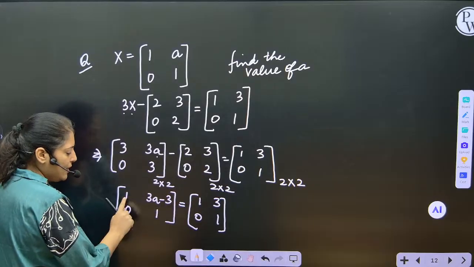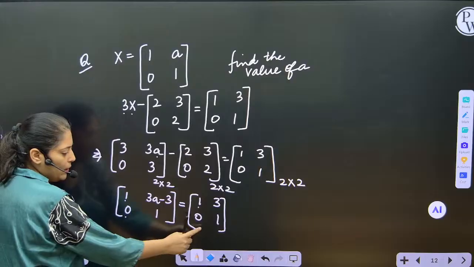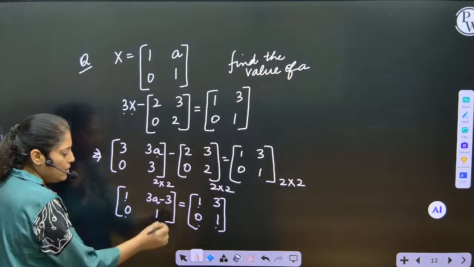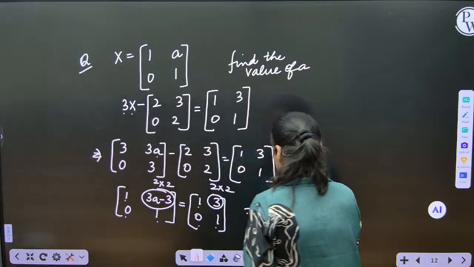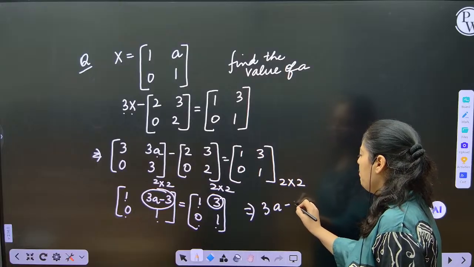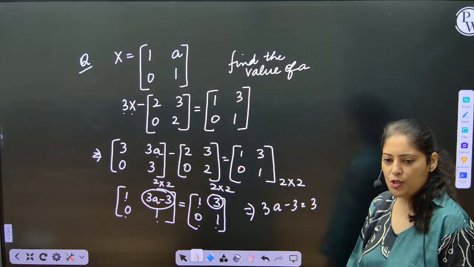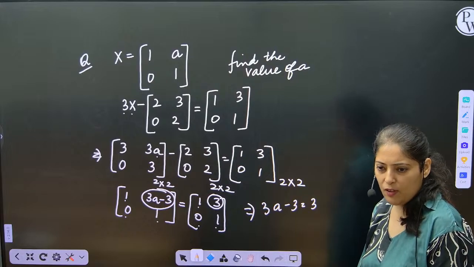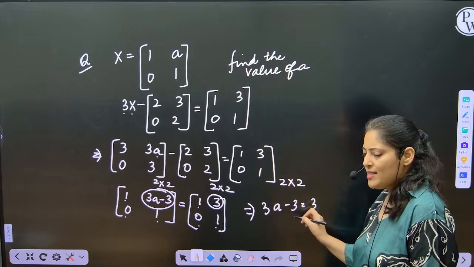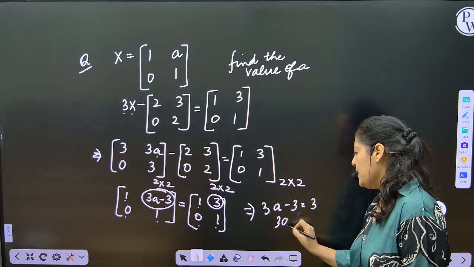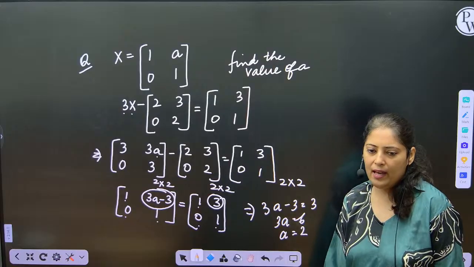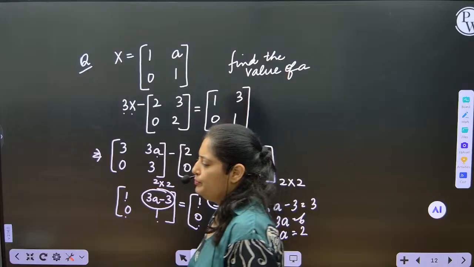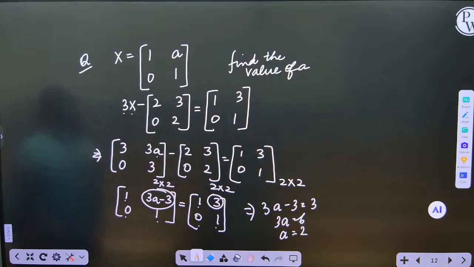Now corresponding elements are equal. You can see this 1 is equals to 1, 0 equals to 0, 1 equals to 1. So this means 3A minus 3 is equals to 1... so this implies 3A minus 3 is nothing but equals to 3. Corresponding elements are equal in equality of matrices. This 3 is minus here, on the right side it will become plus. So it will come out to be 3A is equals to 6. This 3 is multiplied on the left side, on the right side it will divide. So A value we will get as 2. Just check.